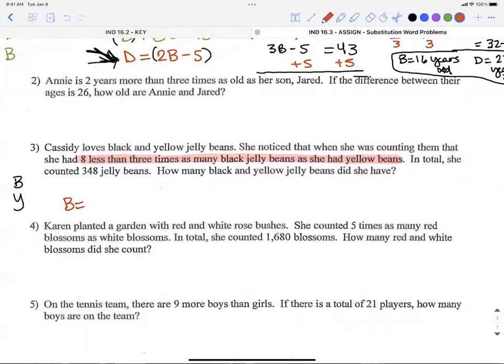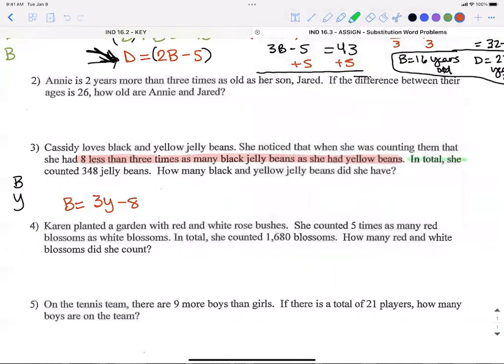She has more blacks. So that means I have to take the yellow times 3, so 3Y, but then I have to subtract 8 from that because she has 3 times as many black as yellow. So I got to take the 3 times the yellow and then subtract 8 because it's 8 less than that in order to equal the number of black jelly beans, because I have more black than anything else. Okay. All right.